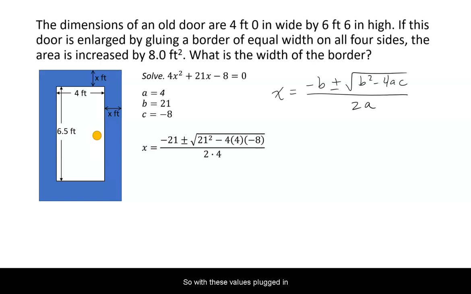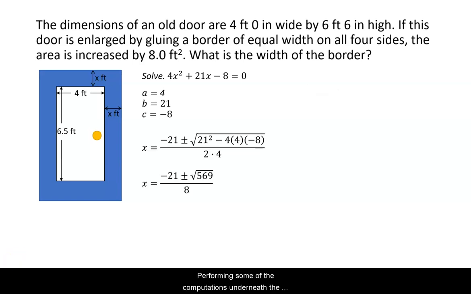With these values plugged in, since b is 21, we have x equals -21 plus or minus the square root of 21 squared minus 4 times 4 times -8, so there's our 4ac, divided by 2 times a, or 2 times 4. Performing some of the computations underneath the square root, that simplifies to 569, and then divide by 8. I encourage you to pause the video and work those calculations out on your own. I see a lot of silly arithmetic errors on these problems. It's good to get the practice.